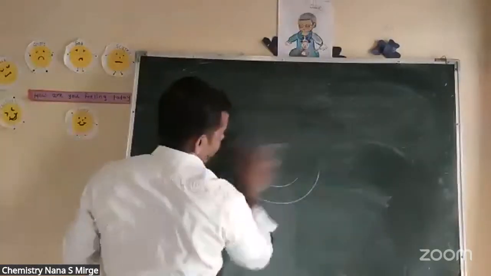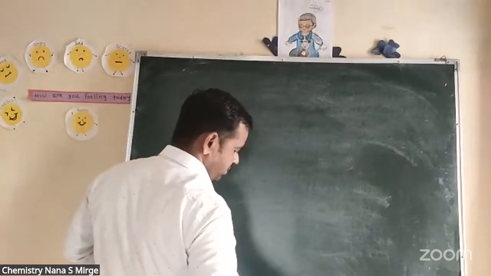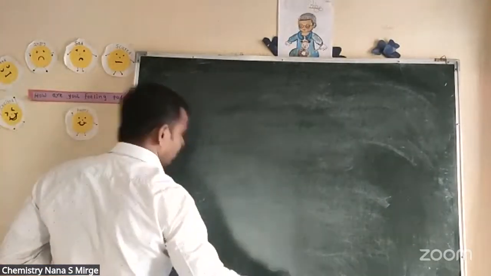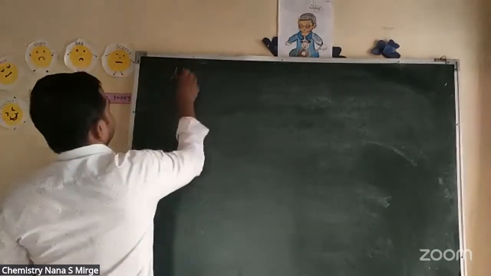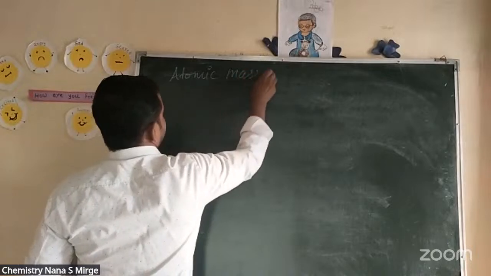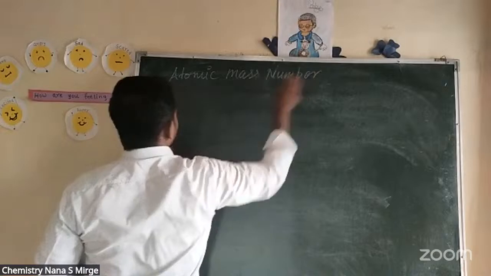It is a very important concept, because how many protons are present in an atom is called the atomic number. So the next one is the atomic mass number. What is meant by that? Atomic mass number, or atomic weight.